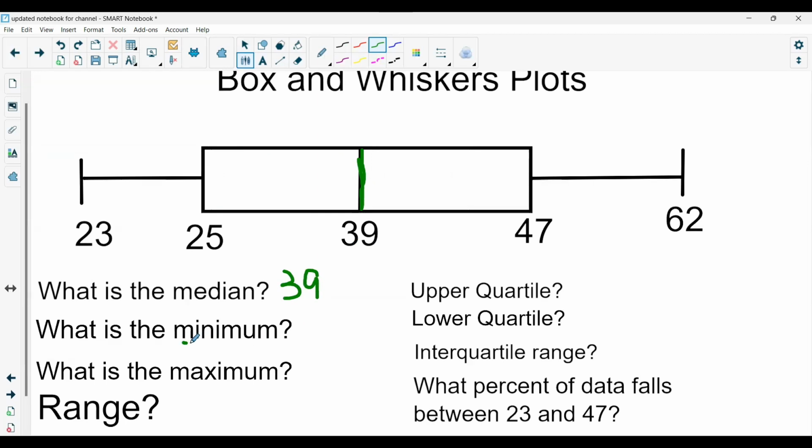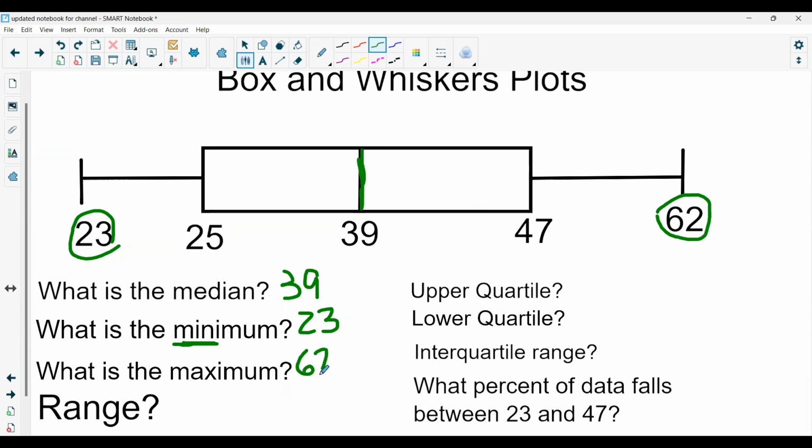Our minimum, think about the word minimum. The word mini is in the front. Mini means small. It's going to be our smallest number we see. Okay. And the minimum is on your lower extreme right here. So the minimum is 23. Smallest number in our set of data is 23. Okay. Maximum is our biggest number, which is going to be on our upper extreme. You should have written down 62.